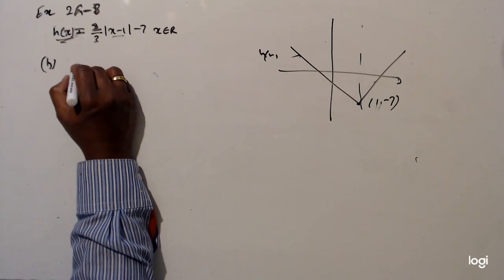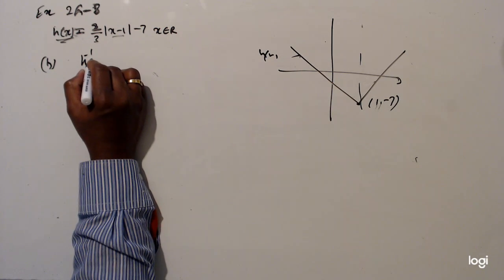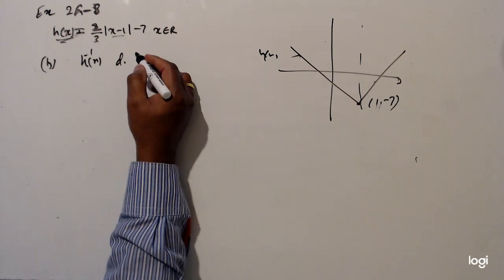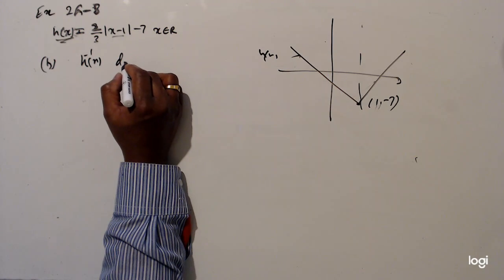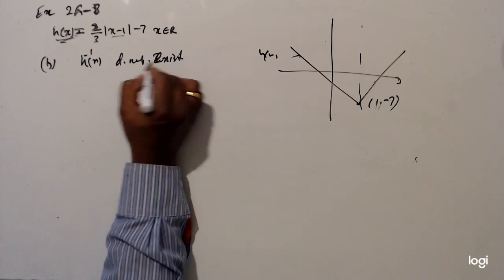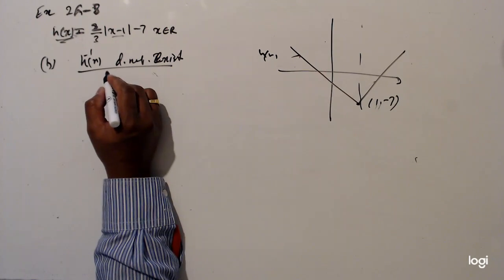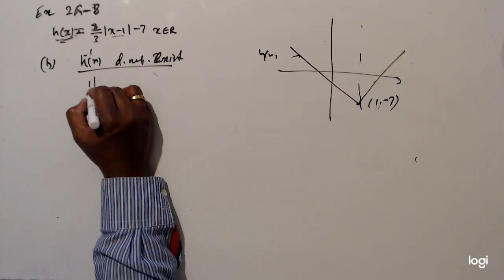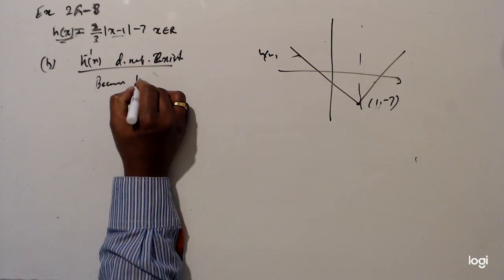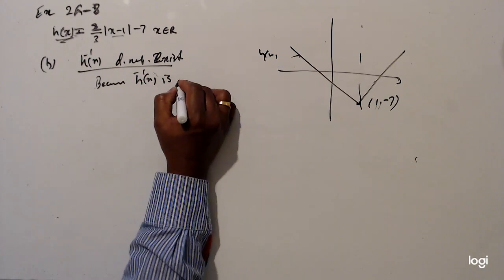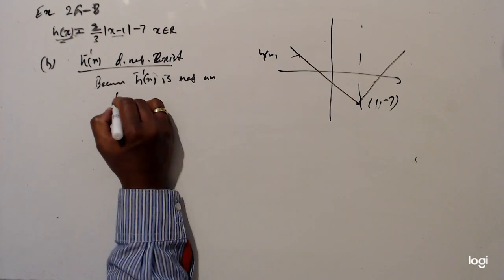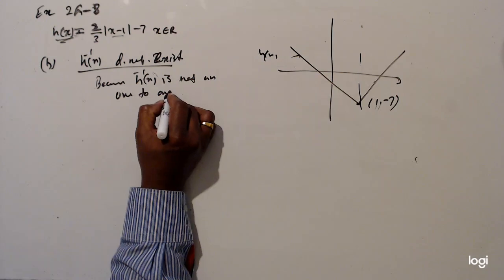Part B, h inverse x does not exist, because h is not one to one. H inverse x does not exist because h is not a one to one function.